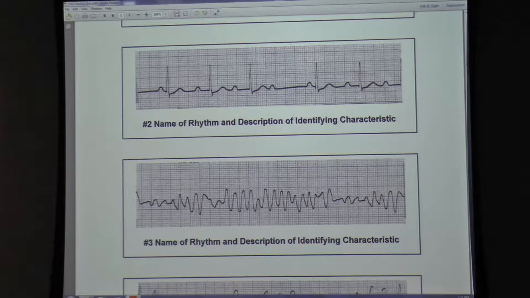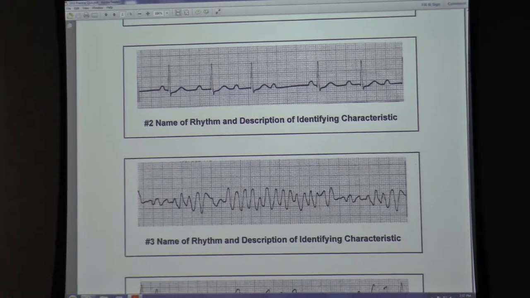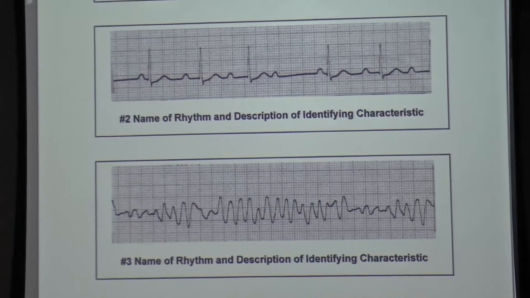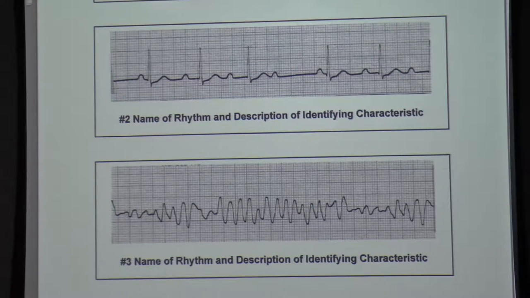Okay, but the only thing that we notice is that what? The P to R intervals are doing what? Getting progressively longer. Okay, so we have a normal P to R interval, a slightly longer. Well, again, what's this supposed to be, the normal P to R interval? No wider than 0.20, right? Five boxes. So they're getting slightly longer. And then now we see that we have what? A P wave that failed to conduct.